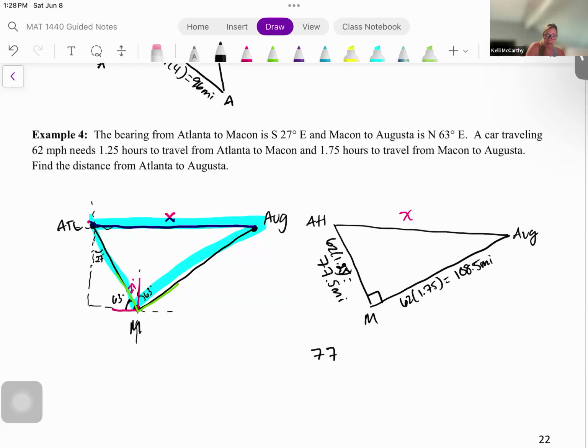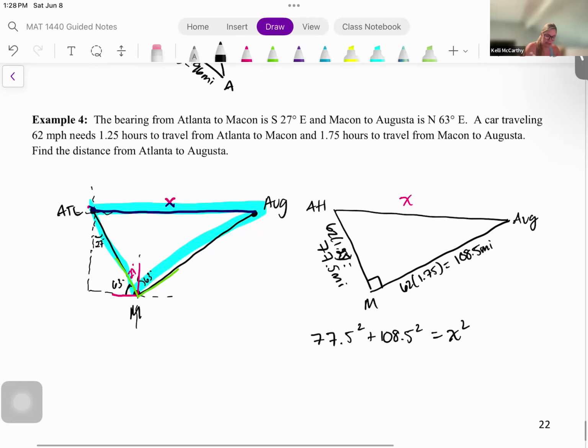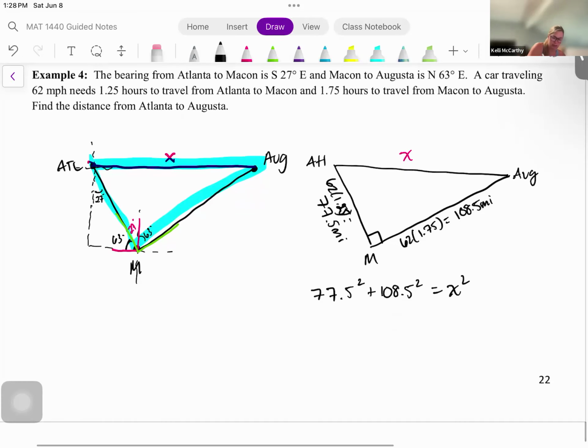Applying the Pythagorean theorem, 77.5 squared plus 108.5 squared is equal to x squared. 77.5 squared plus 108.5 squared gives us 17,778.5. And we're going to take the square root of that to find the distance between Atlanta and Augusta to be approximately 133.34 miles.